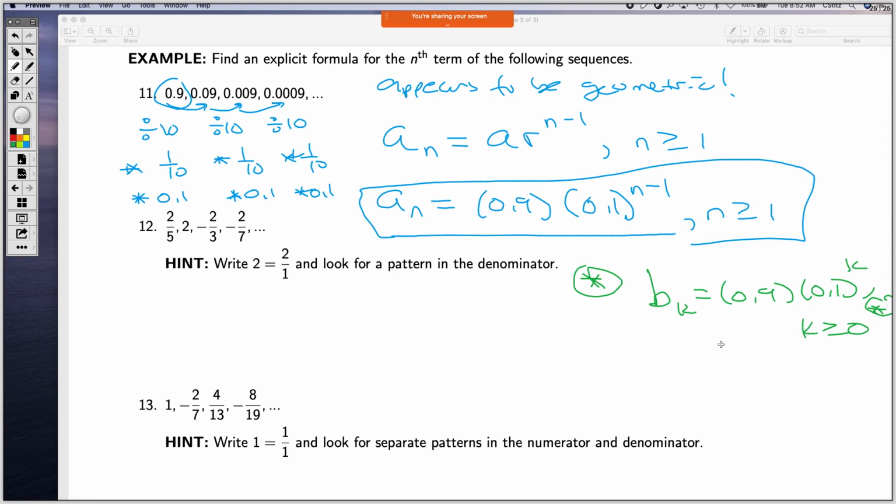All right. So that's why the best way to check your answer is to write it out. Plug in n equals 1. You got 0.9 times 0.1 to the 0 power, that's 0.9. Plug in n equals 2. 0.9 times 0.1 to the first power, that's 0.09, etc. Okay?